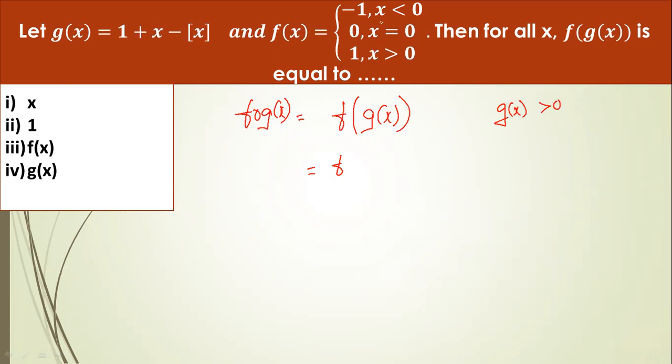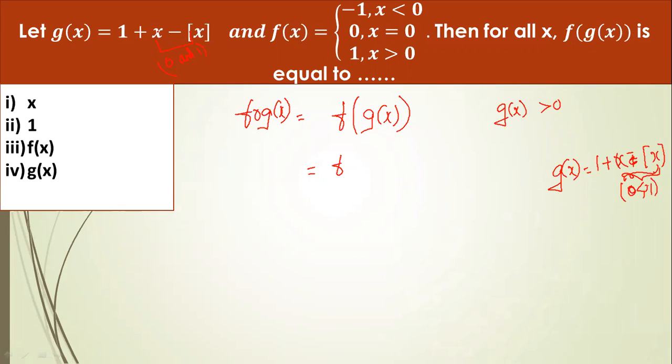If you see g of x, as I told you earlier, it is 1 plus x minus the greatest integer function. Already we have seen this part lies in between 0 and 1, correct? Do you agree with this, students? So what is 1 plus this value? Is it greater than 1 or less than 1?